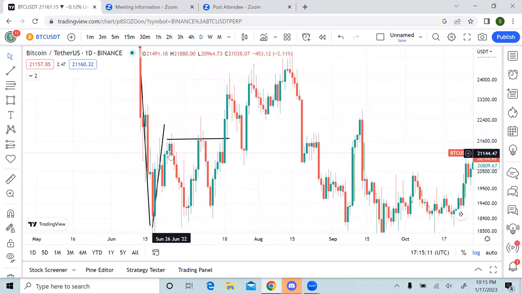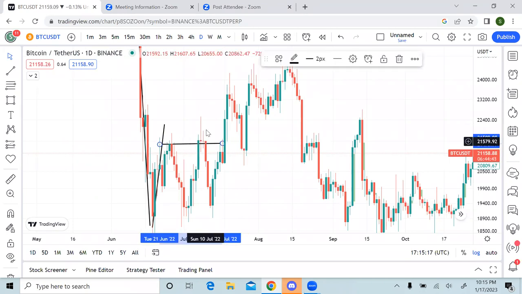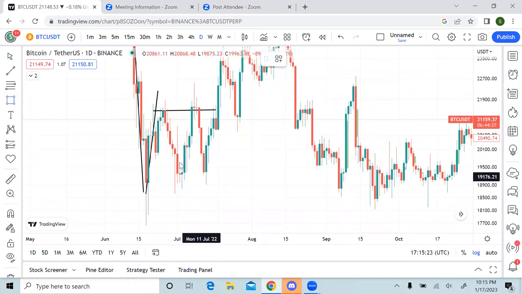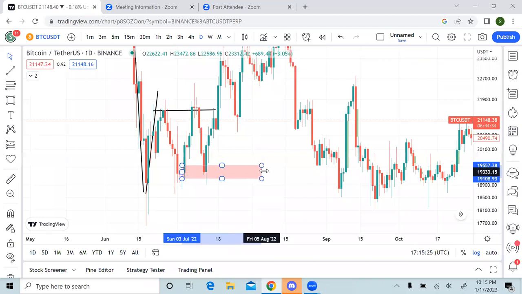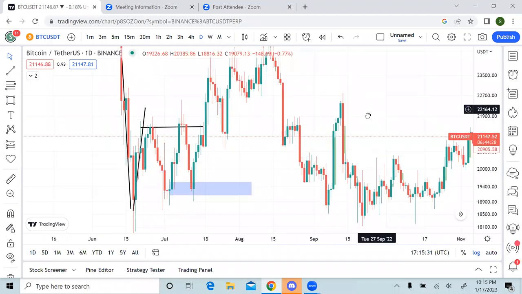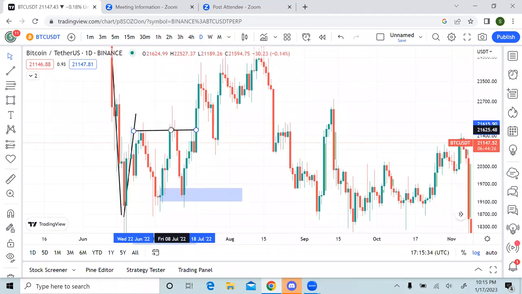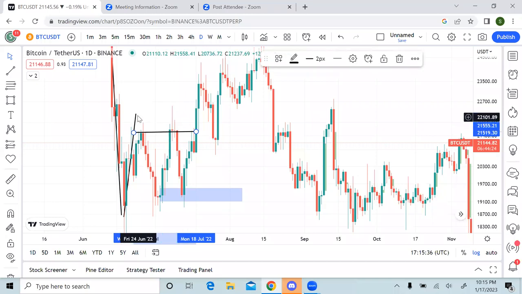So first, lower low and lower highs were created here. Lower low, lower high, lower low, and the lower high was broken here. After the lower high broke, it came all the way to fill these order blocks here, and it goes towards the upside. MSB created here. This one is MSB here. I will remove this extra stuff. This is our MSB.